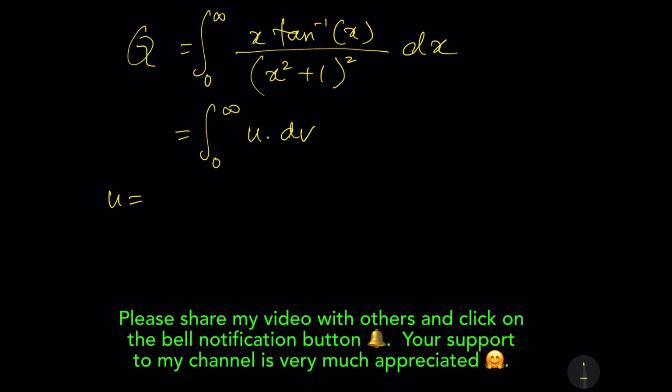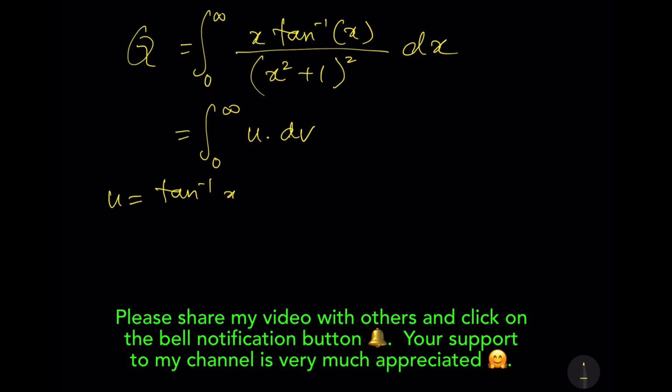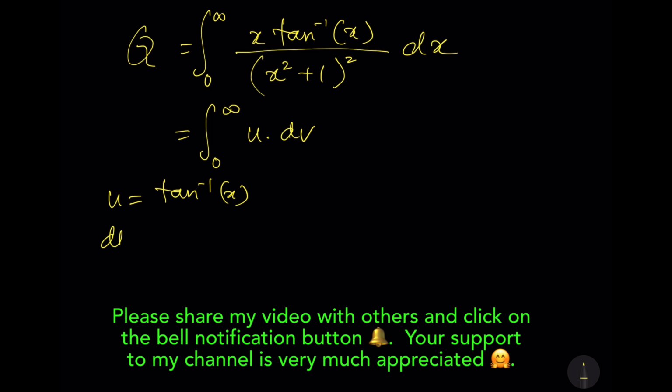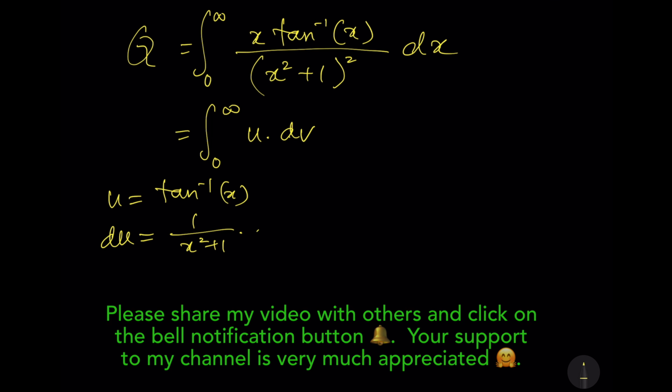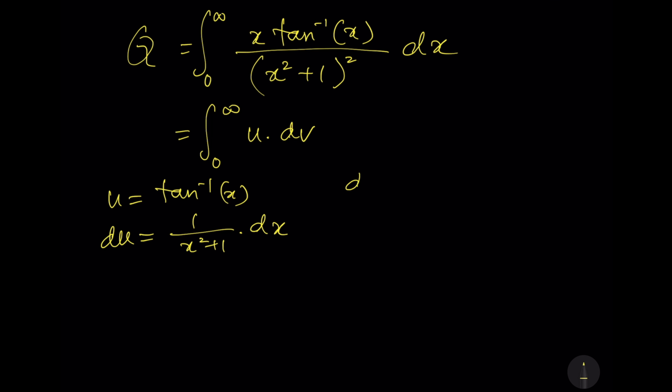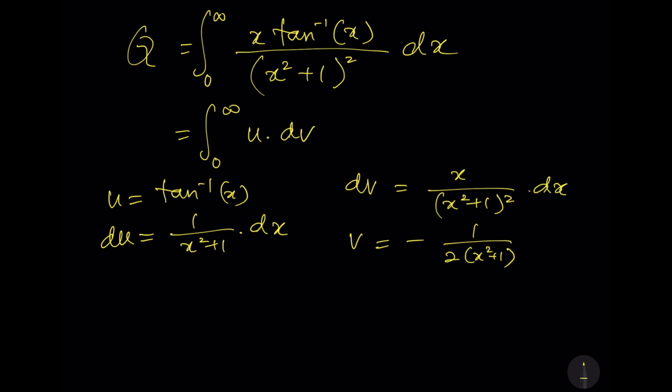We can define u equals inverse tangent x. Therefore, differentiating, we get du equals 1 over x squared plus 1 multiplied by dx. Meanwhile, we define dv equals x divided by (x squared plus 1) to the power 2 dx. With some experience, we know the integral of this function gives us v, which equals negative 1 divided by 2 multiplied by (x squared plus 1).